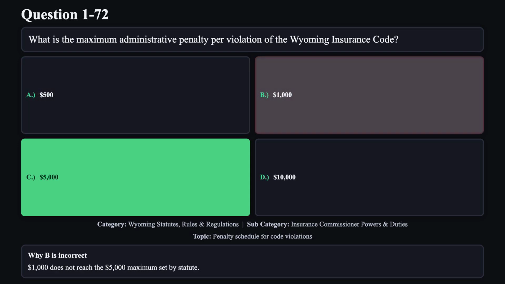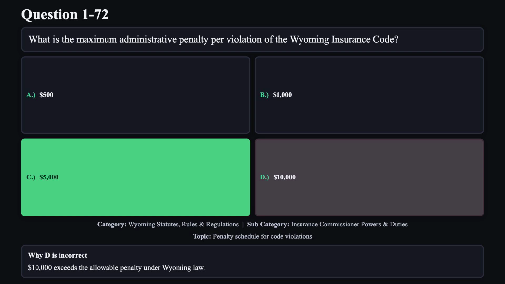Reason B is not correct. $1,000 does not reach the $5,000 maximum set by statute. Reason D is not correct. $10,000 exceeds the allowable penalty under Wyoming law.